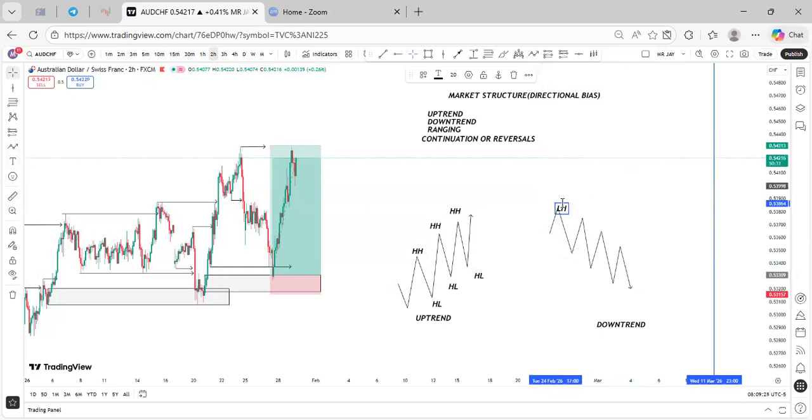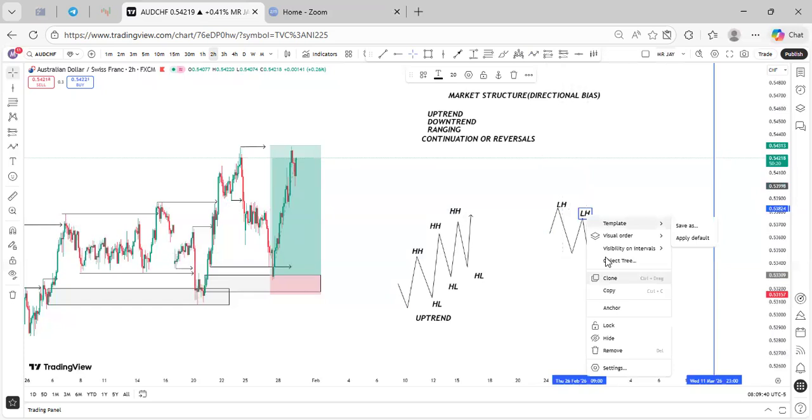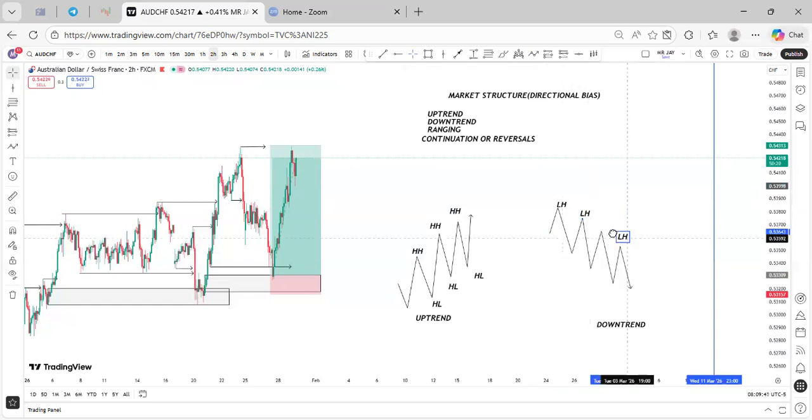Lower high, lower highs, and lower high. So guys, the LH just simply means lower high. It's trying to minimize it, right? That's just an abbreviation. This is a lower low.